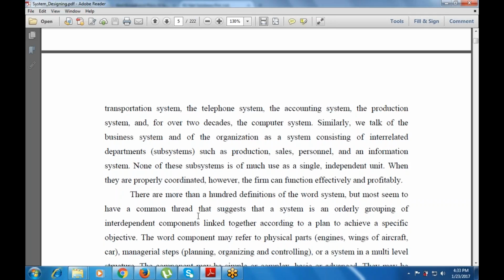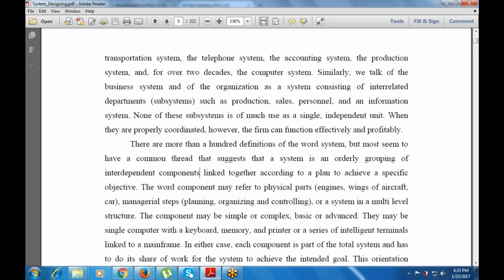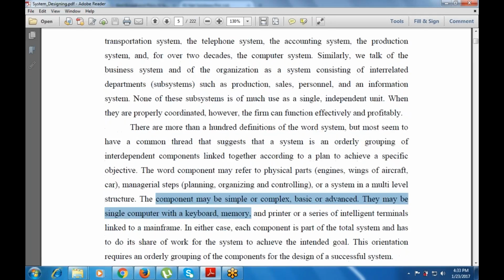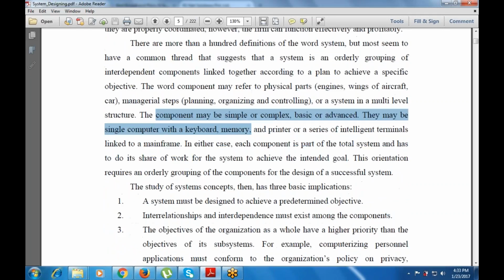There are multiple managerial steps that are also followed, like planning, organizing, and controlling, in a multi-level structure. The components may be complex or simple, and it is a series of intelligent terminals that are linked with each other. The three basic implications that are used with the system: one is the system must be designed to achieve a predefined objective.